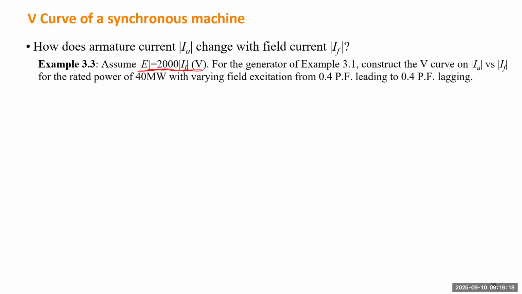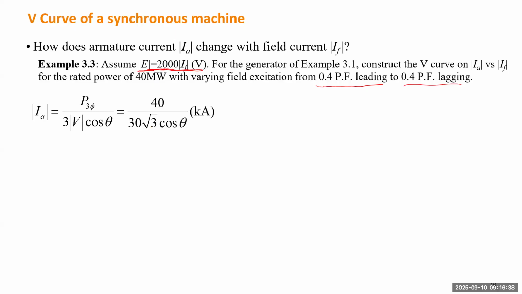So we utilize the same example. We vary the field excitation such that the generator will change the power factor from a 0.4 leading power factor to 0.4 lagging power factor. And then we calculate the armature current, then we draw the curve. So armature current will be the real power divided by 3, because it's a 3-phase generator, and voltage, RMS magnitude, and power factor. Here we want to maintain the real power at 14 megawatt.